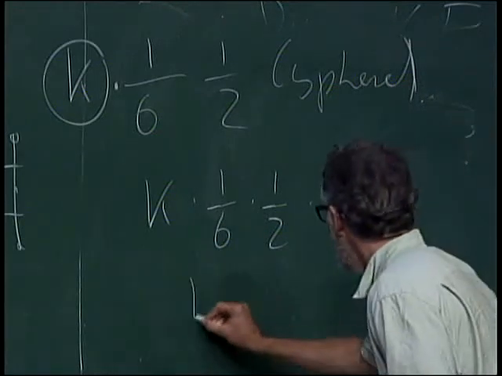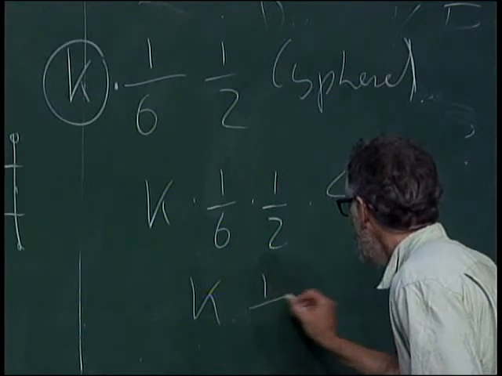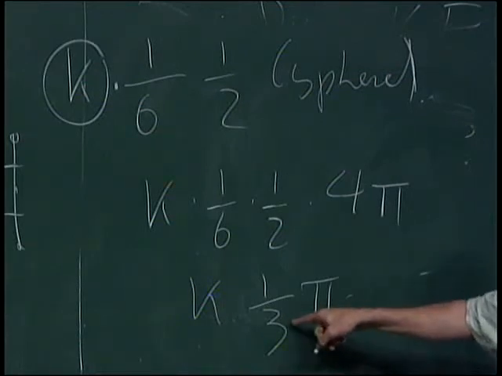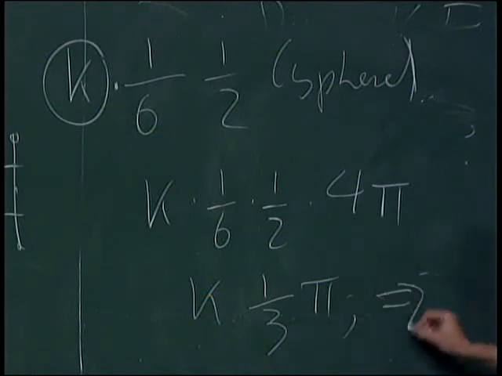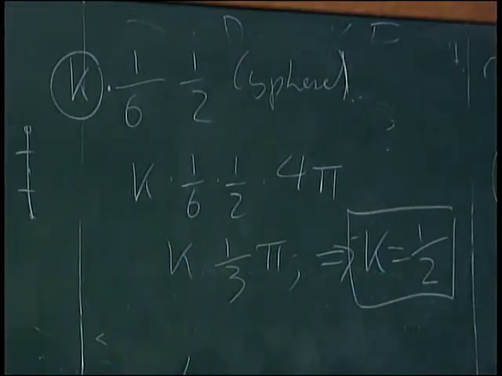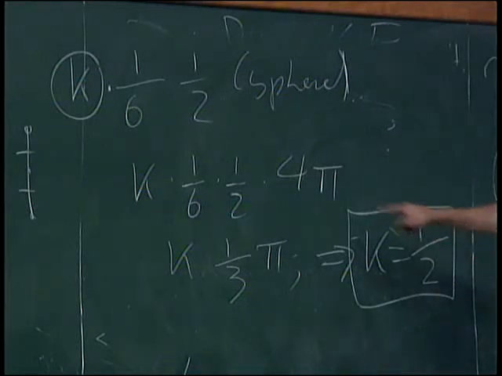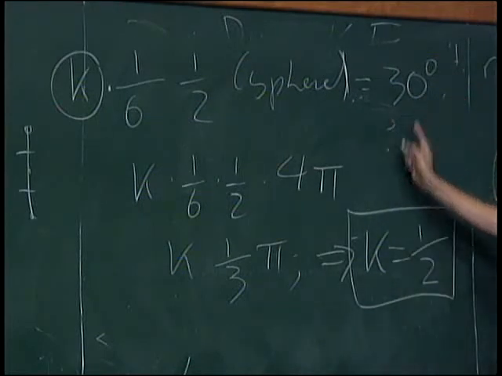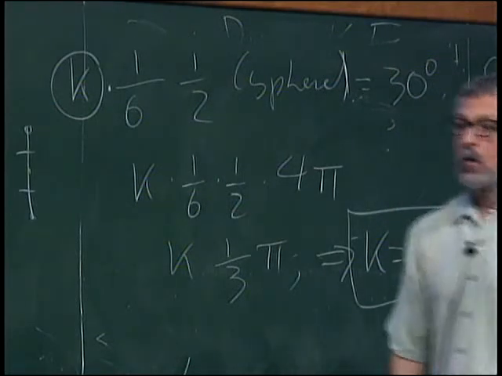So K over 3 pi. But I don't want pi over 3, I want pi over 6. So you just gave a heuristic that K is 1/2. So the right multiplying factor is spherical area times 1/2. The half is what gives you 30 degrees. That's what I want. So this gives me the 30 degrees.